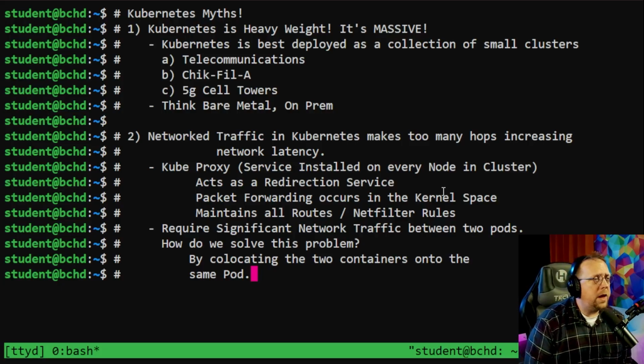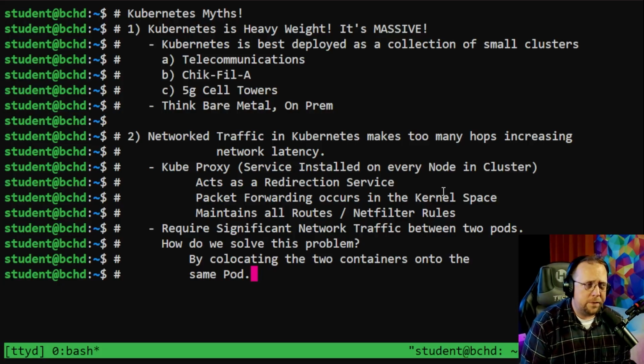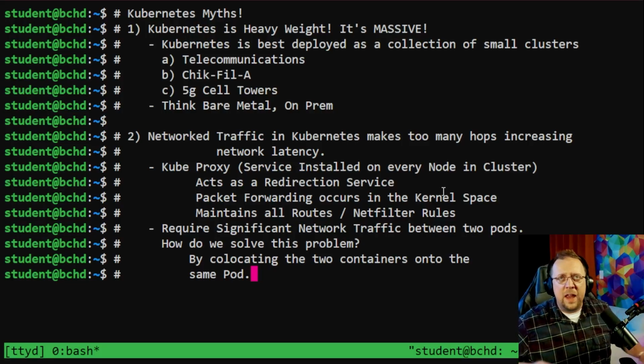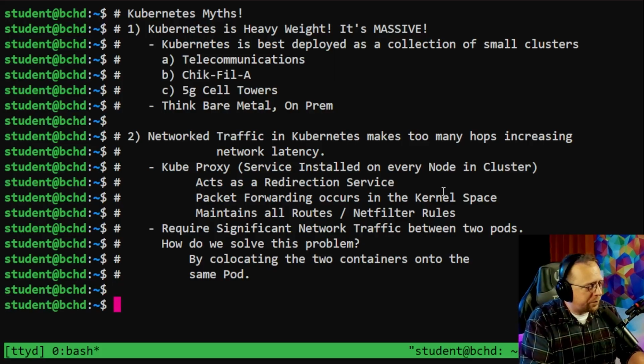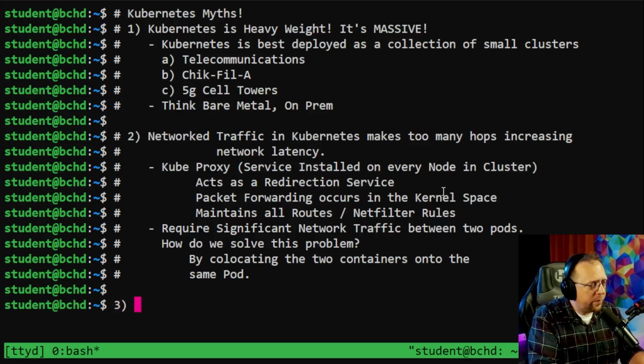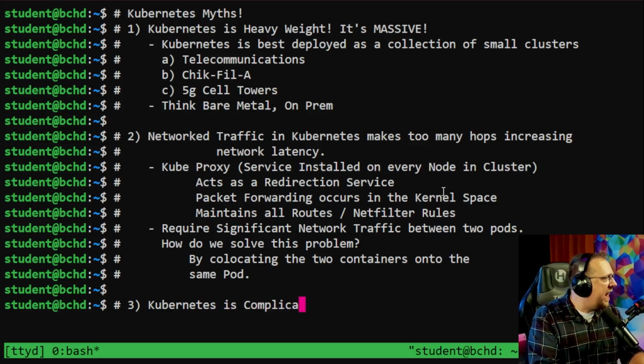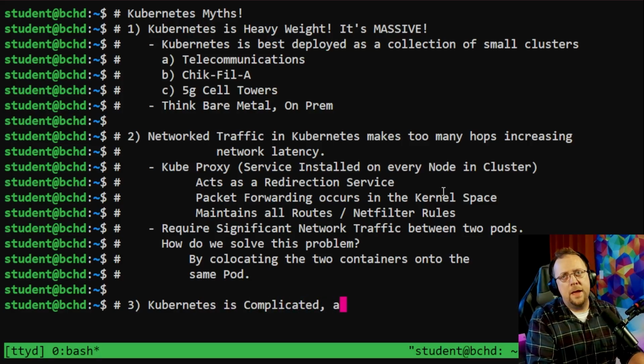So, two big Kubernetes myths. Number one, Kubernetes is heavyweight. It's massive. Number two, network traffic in Kubernetes makes too many hops, increasing network latency. Now here's number three. You guys ready for this one? I know you've heard this one. Kubernetes is complicated and difficult to learn.